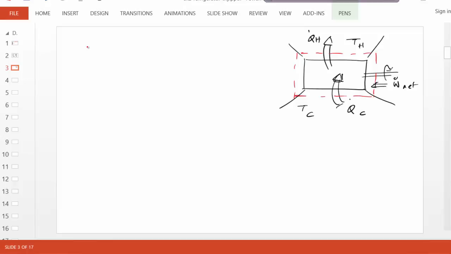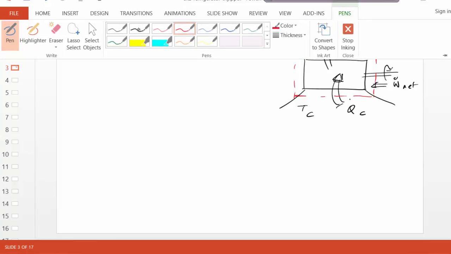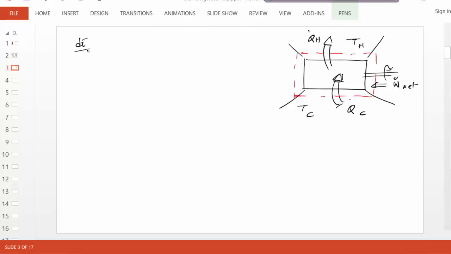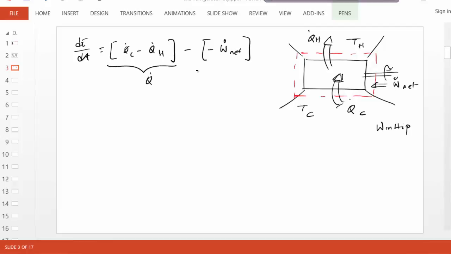If we repeat the analysis, the energy equation gives us the rate of change of energy. Again, Q dot is Q dot C minus Q dot H, and external work, minus W dot external. Notice net work is going in. If we use the Wien-Hip convention, what do we substitute for external work? Negative W dot net. See if that makes sense to you. This is our Q dot, and this is our W dot external, which are algebraic quantities.